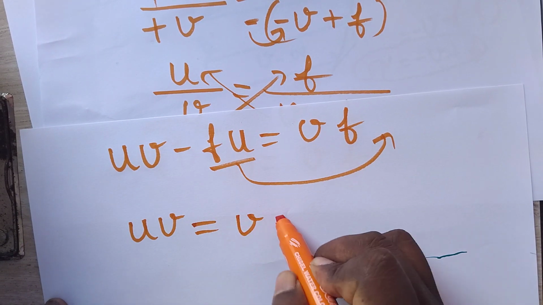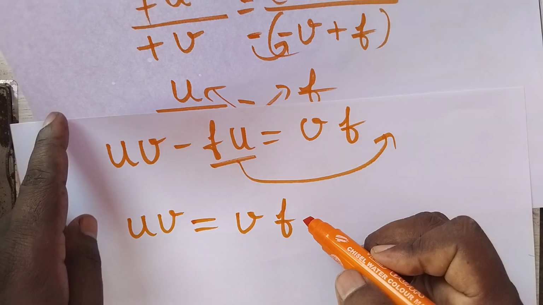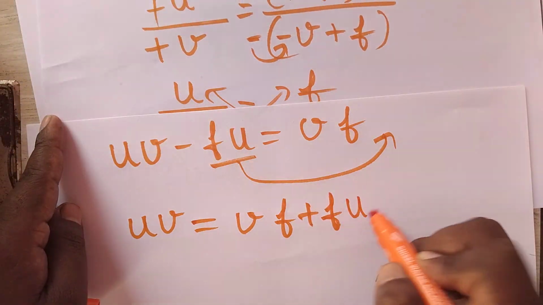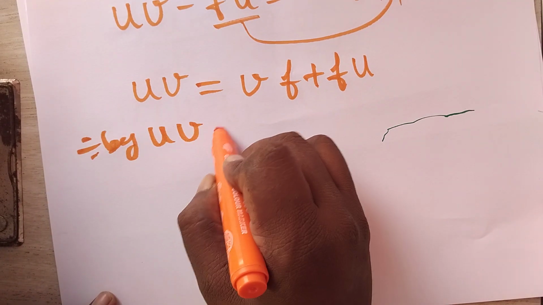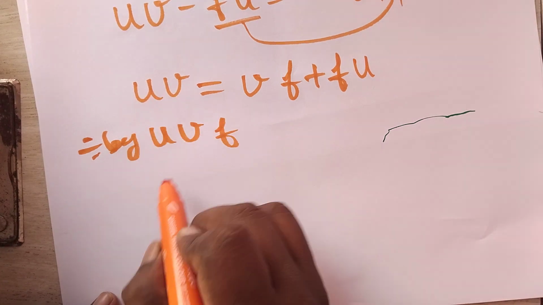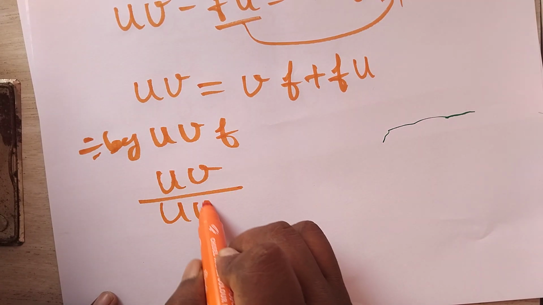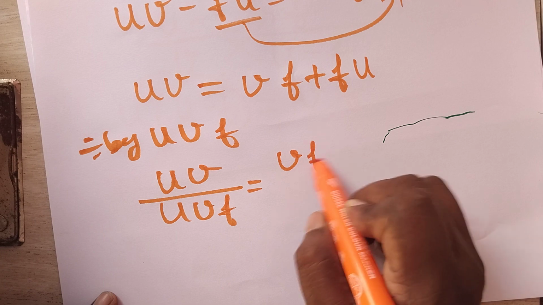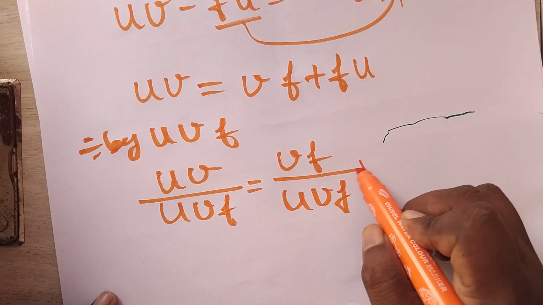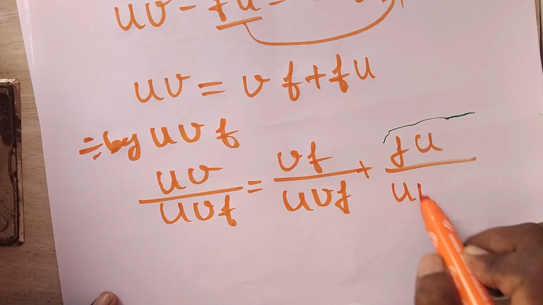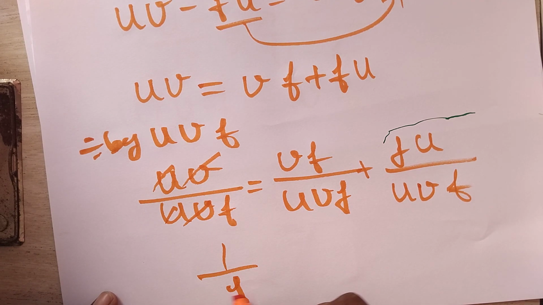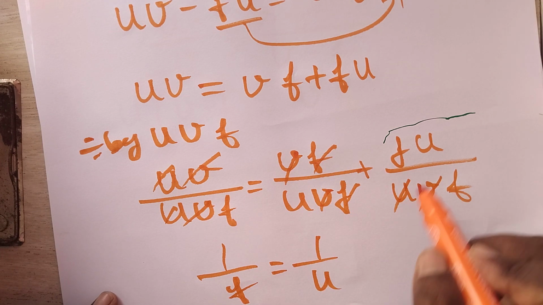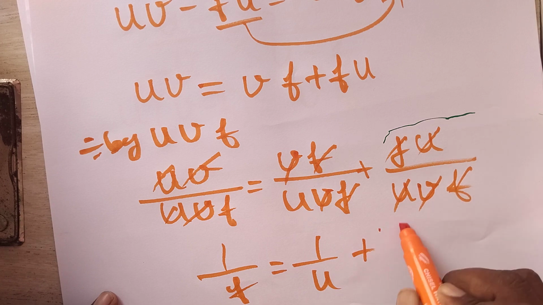UV is equal to VF plus FU. Now divide the whole thing by UVF. UV divided by UVF is equal to VF divided by UVF plus FU divided by UVF. Here cancel, giving 1 by F. Here cancel, giving 1 by U. Here cancel, plus 1 by V.